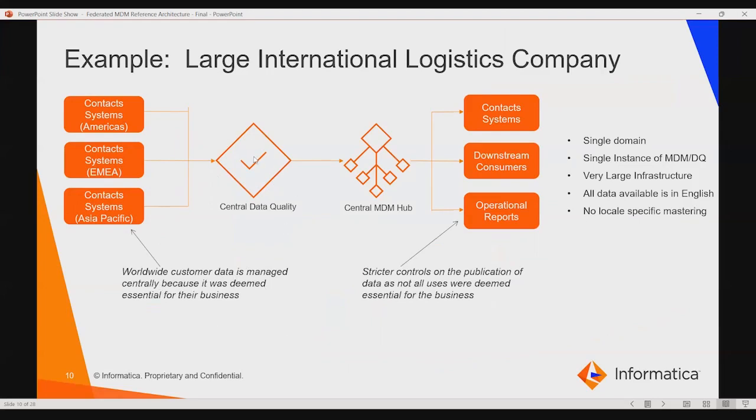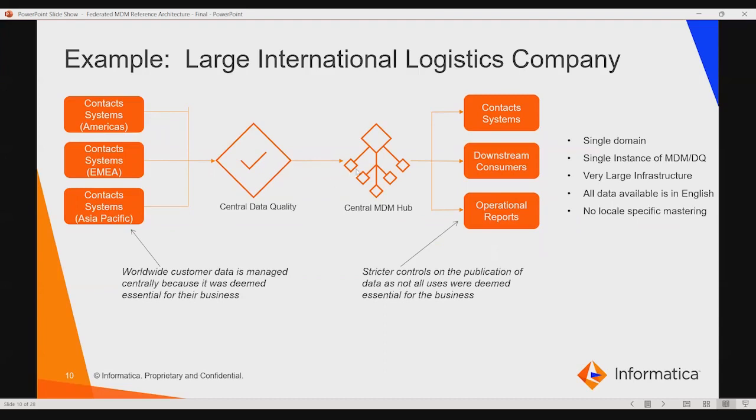So you have like a central data quality hub where you build the data quality rules, you build a data integration layer, and then you would have a central MDM hub. Now, as you can see, we have some local hubs as well, which is multiple ORS, and then you would have a centralized hub. The data then flows back to the contact systems, downstream consumers. They create reports out of it on a weekly or daily basis. So you would have stricter controls on the publication of the data, as not all users were deemed essential for the business. So basically, like I was saying, you compartmentalize the data, give access where it is required.